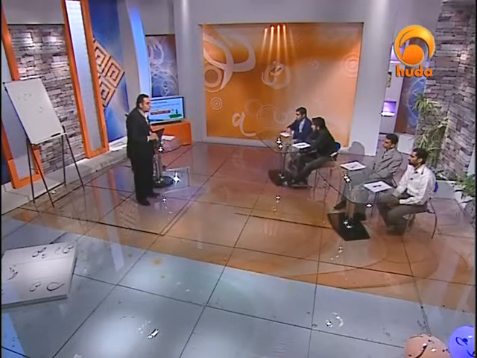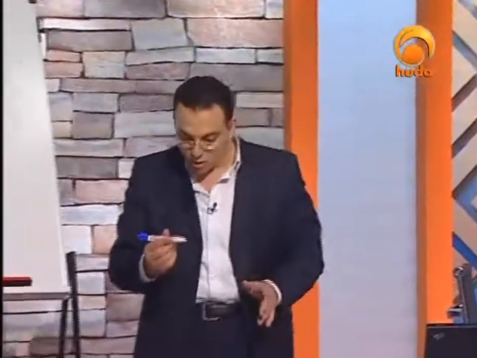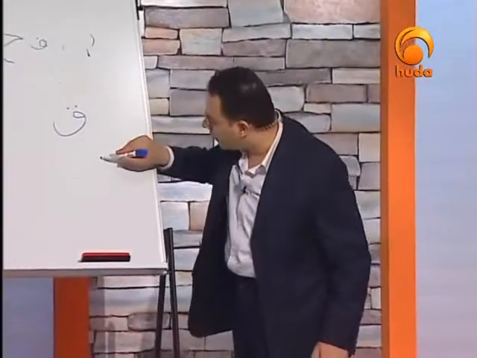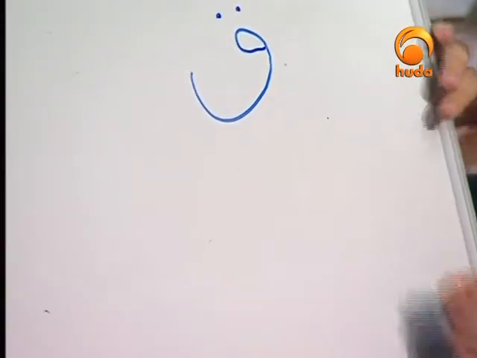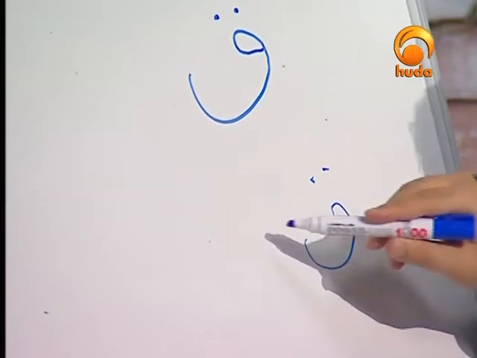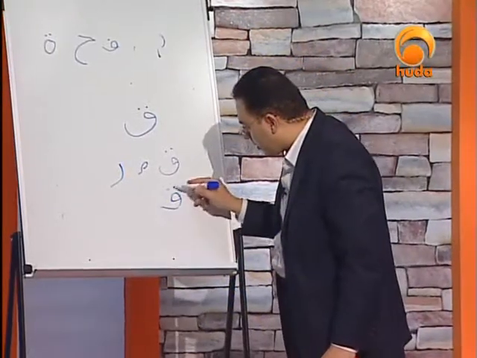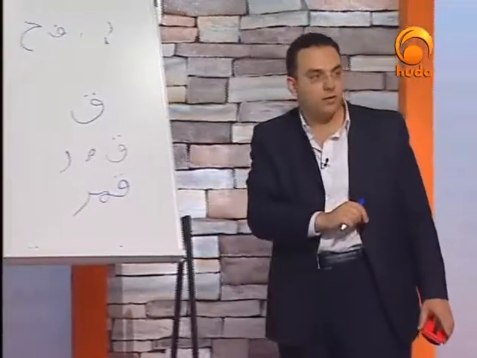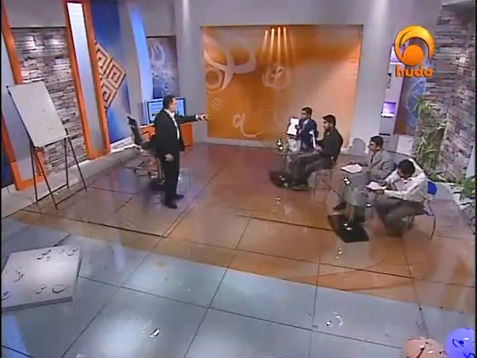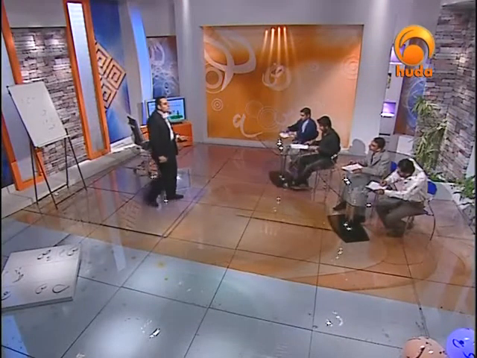Now, let me start with qaf in the initial position. Here it is. I would say qamar. Can you see that? Please follow me in writing this word. How many letters do we have here first? We have three, right. So I will combine them together: qa, and then ma, and then ra. Like that. Exactly, Osama. Qamar, which means moon in English. So this is the initial position.